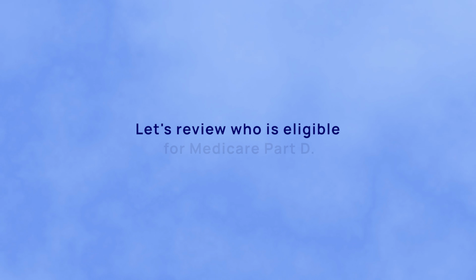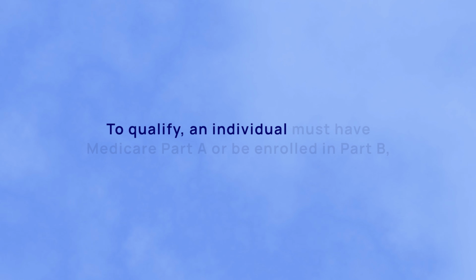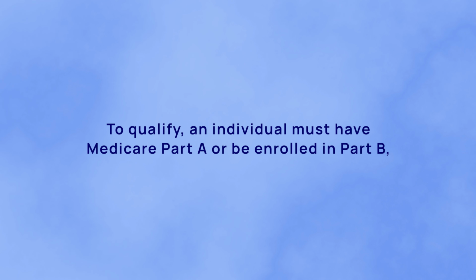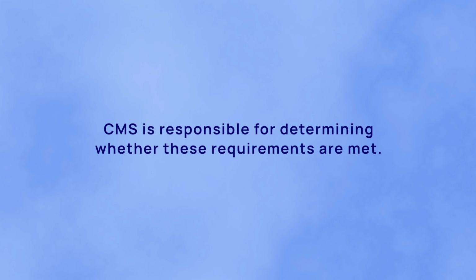Let's review who is eligible for Medicare Part D. To qualify, an individual must have Medicare Part A or be enrolled in Part B, although enrollment in Part B solely for coverage of certain immunosuppressive drugs does not count. In addition, the individual must be a U.S. citizen or lawfully present in the country on or before the start date of their coverage. CMS is responsible for determining whether these requirements are met.